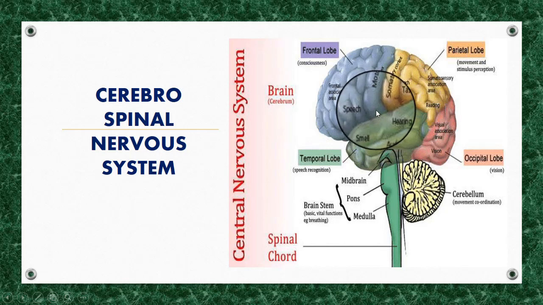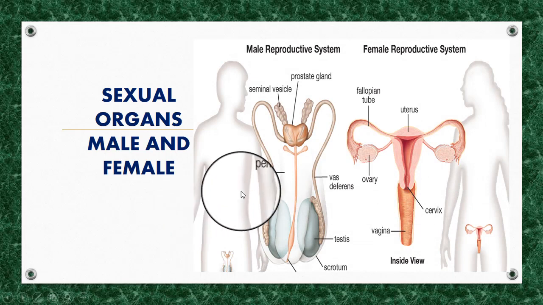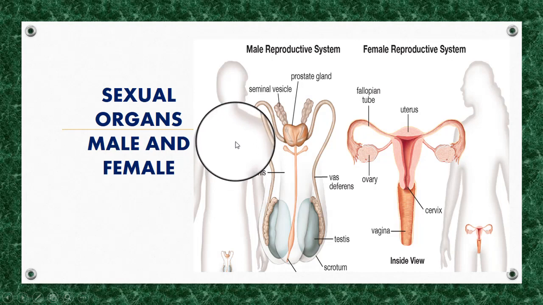Now the next special center or sphere of action of phosphorus is on the sexual organs of male and female. First of all, we will talk about the male sexual organs, and how it affects them. What is the action of phosphorus on the male sexual organs? So let's talk about it. First, male. Phosphorus has a special and profound action upon the sexual organs of both the sexes.